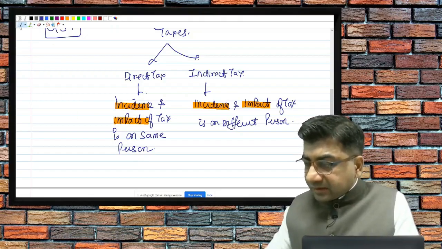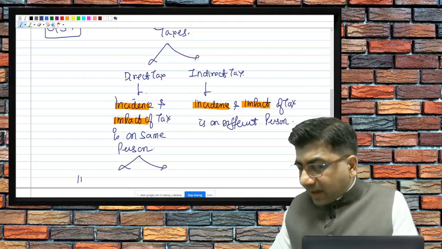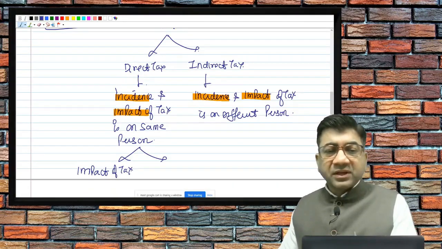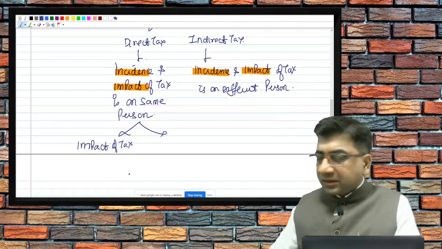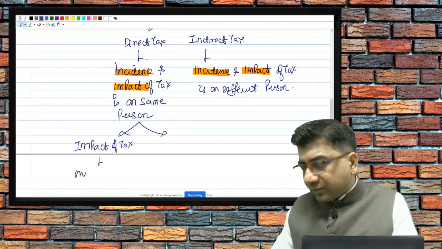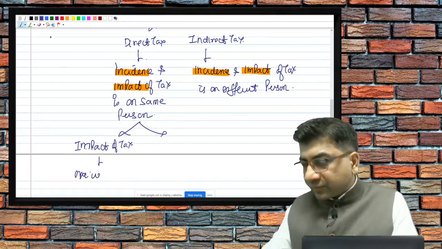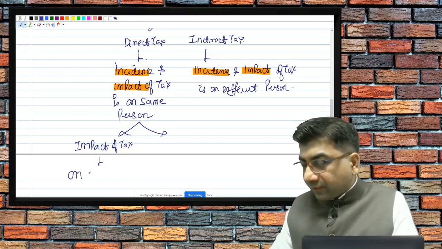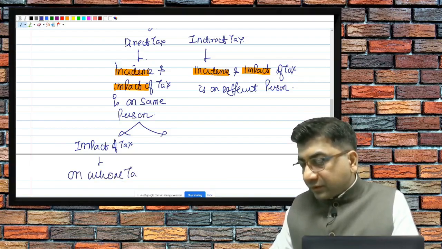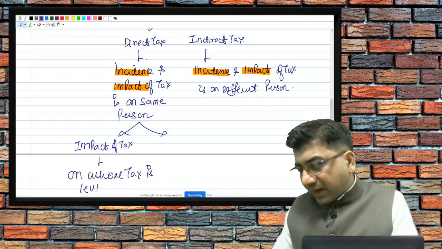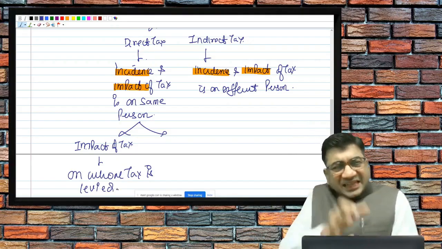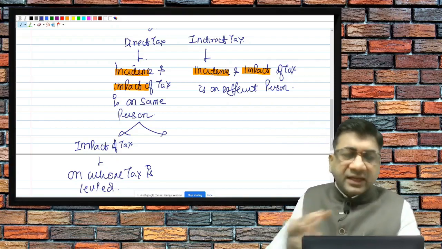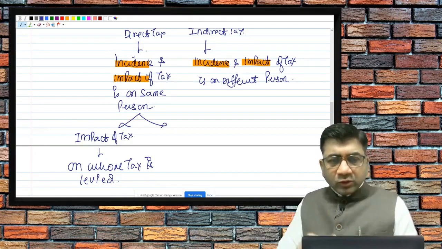Friends, impact of tax is on the person on whom tax is levied. This is the impact on him. But is the incidence of tax also borne by him? No. In a direct tax, it is borne by him only, on whom tax is levied.